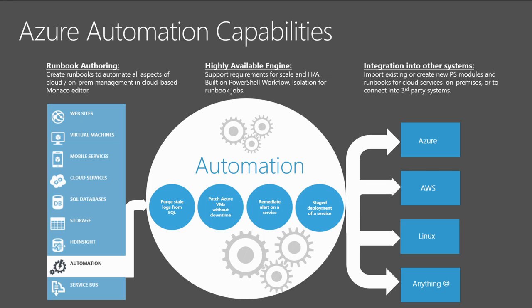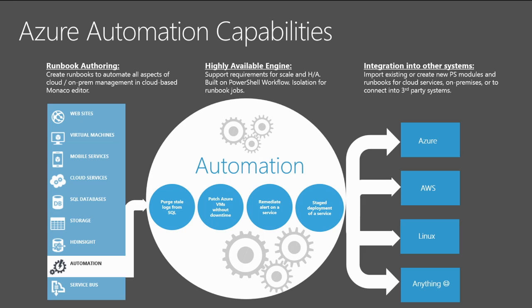Just some examples of things people do with Azure Automation. All kinds of different operational tasks that you want to automate so that you save yourself some time. It could be purging stale logs from SQL when you see that SQL is approaching its maximum amount of data it can store. It could be patching VMs in Azure or on premises without having downtime to the services on top of them. So, orchestrating patching processes.